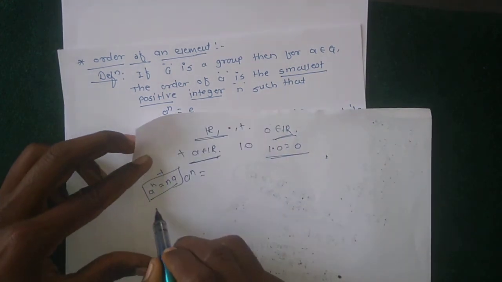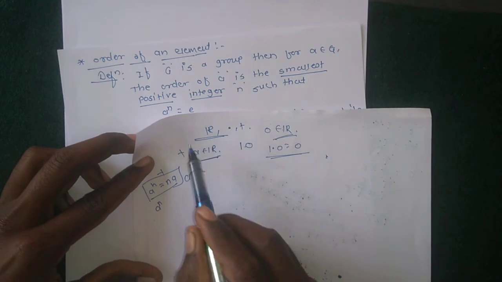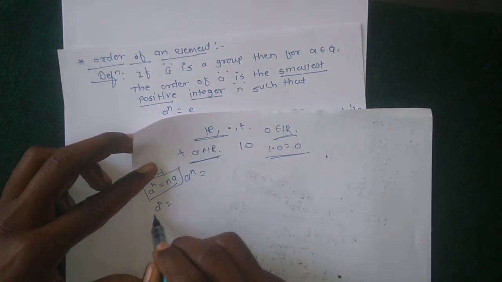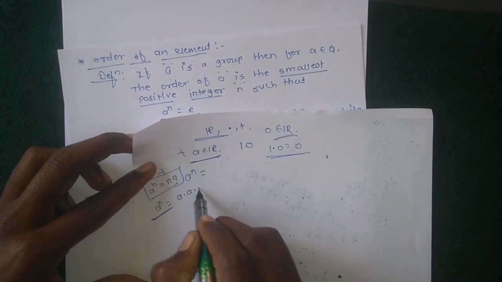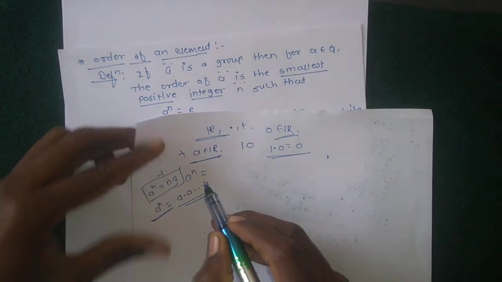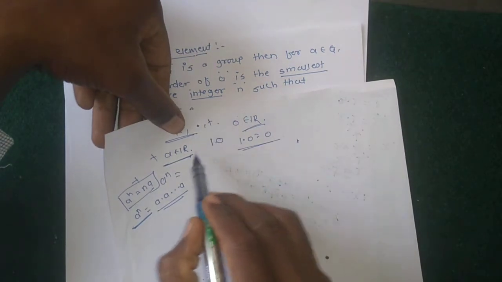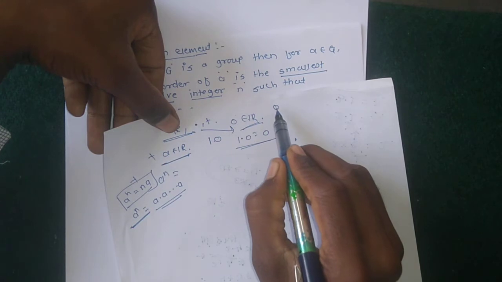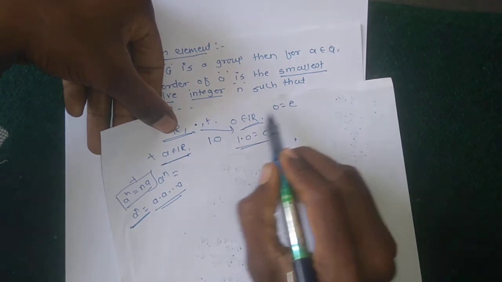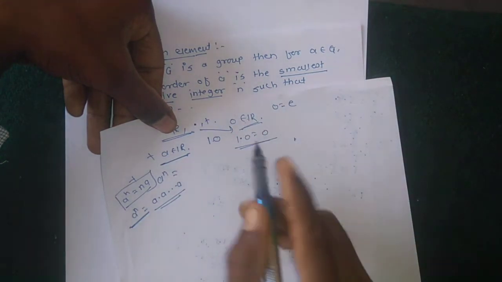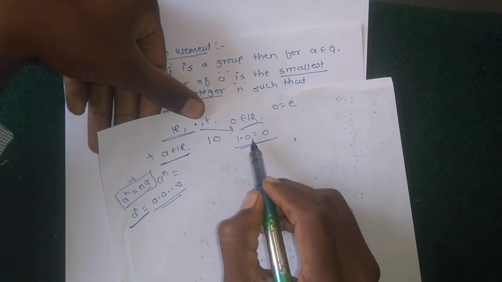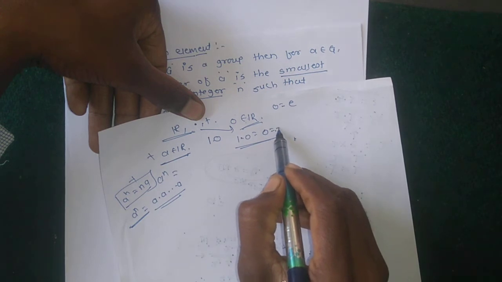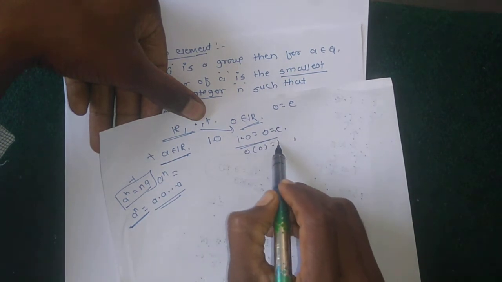But if the given group is with respect to multiplication, then a raised to n means multiplication of a up to n times. Here, for addition, 0 is the identity of the given set of real numbers. The order of 0 is 1, since 1 into 0 equals 0, which is the identity. So the order of 0 is 1.